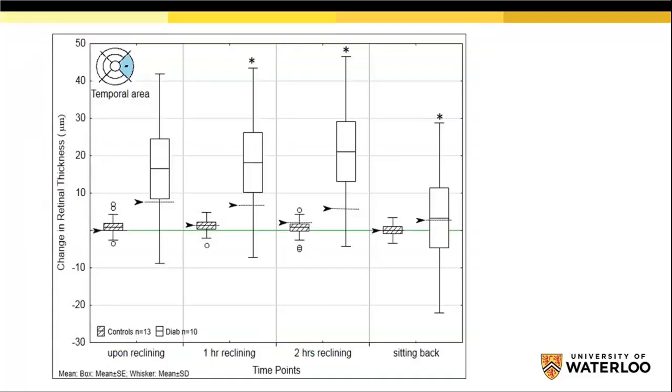So the box plots. The legends are, for the controls, the hatched ones, which stay very close to the zero change line, and the open box plots are the diabetic results. And basically you can see there is a huge difference in response to this provocation of just lying down for even a short period of time.